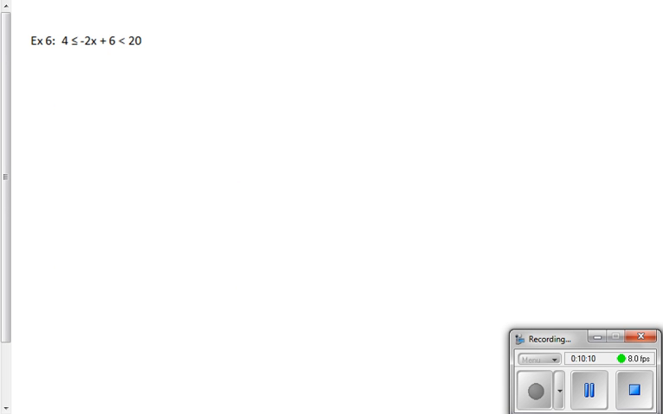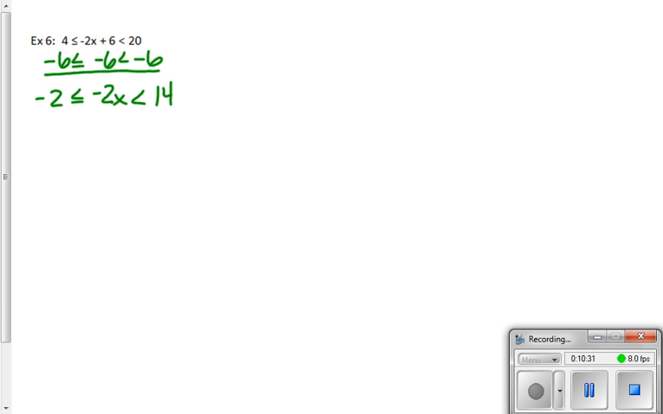On to the last one, example 6. I want you to go ahead and give this one a shot. Again, attack it like we did in number 5, that three-headed monster, so make sure that it has three distinct sides of the compound inequality, and then we'll check back in. So go ahead, pause the video, and try to work example 6 out.